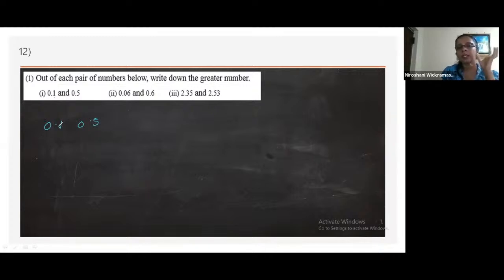So definitely this is 0.1, which means 1 decimal place. At the denominator, it is 10, 1 over 10. Then here 0.5, right? 1 decimal place. So definitely at the denominator 5 over 10. Then as a fraction we can write like this. From 10, 5 parts here. From 10, 1 part. So which one is bigger?